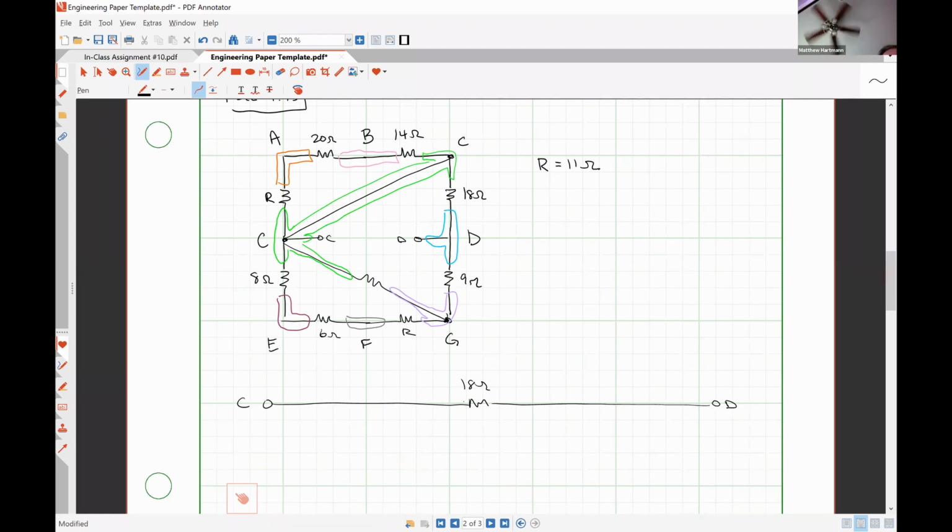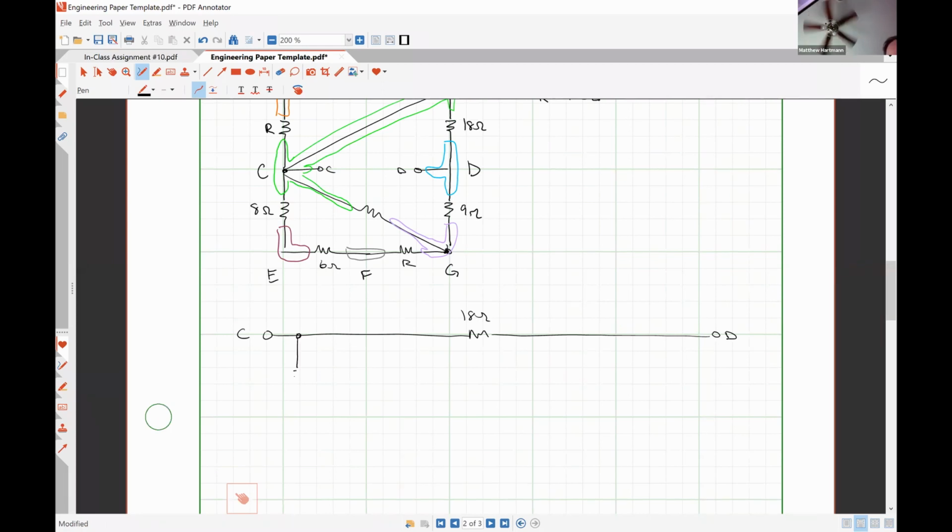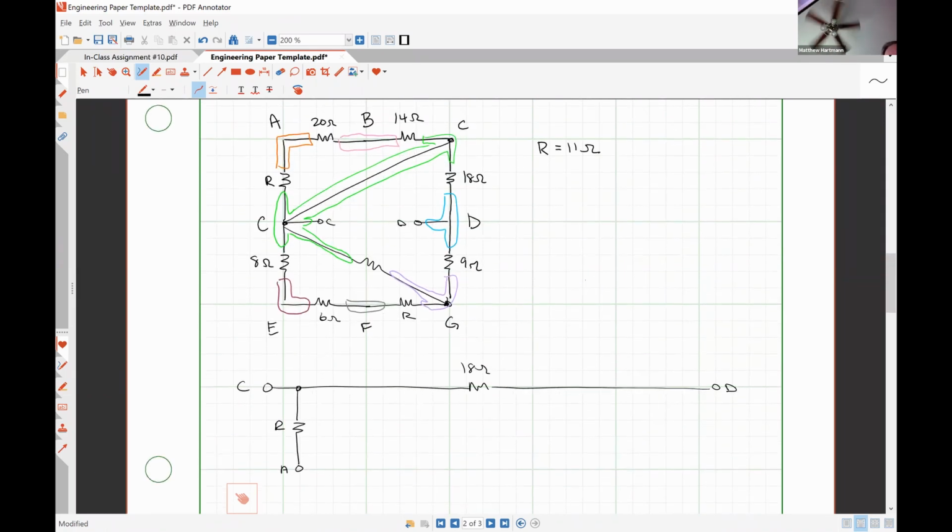Now let's look at that top path. Well, let's see here. So from C to A, I have a resistor R. Let's call this point A. From A to B, I have a 20 ohm resistor.